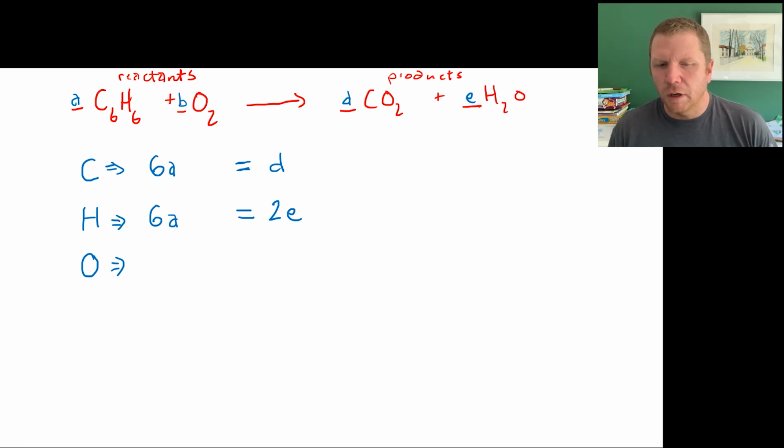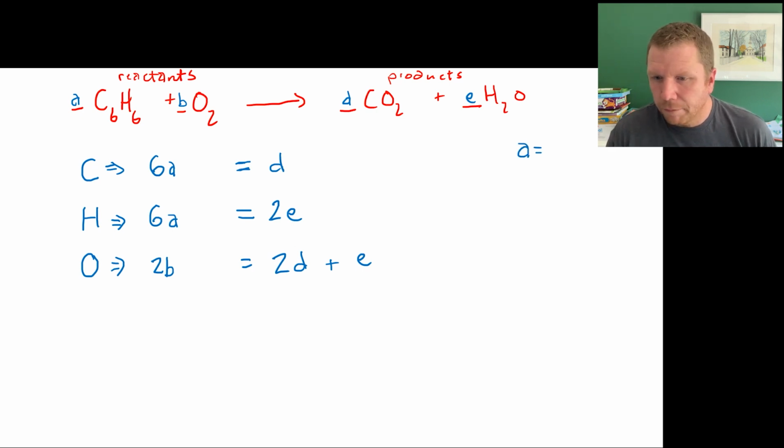My last equation is simply going to be 2B equals to, now what I need to do is look on my product side and see which compounds contain oxygen. Well, 2D plus E. There's only one oxygen in a molecule of H2O. There are two oxygens in my other product, CO2. So these are my four different equations that I'm going to use. Now all I need to do is solve for A, B, D, and E.